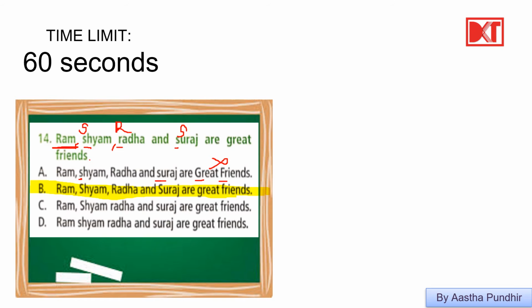Similarly in C, there is no comma here, Radha R is not capital, Suraj S is not capital, and in D again no comma anywhere, and S is not capital of Sham, R is not capital of Radha and Suraj S is not capital. So the correct answer is B. Ram, Sham, Radha and Suraj are great friends and full stop. Alright.